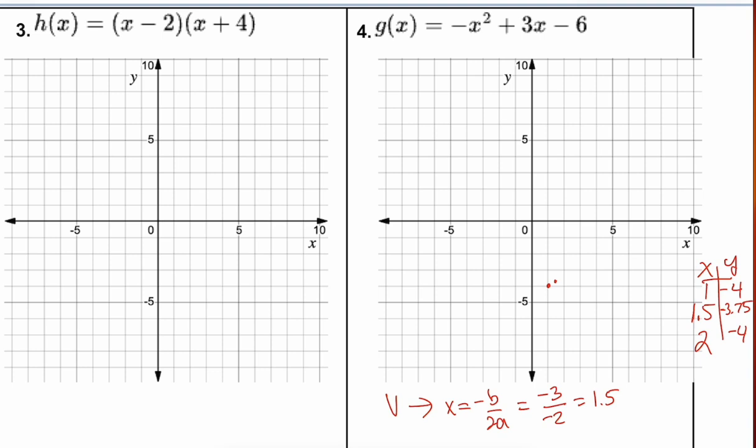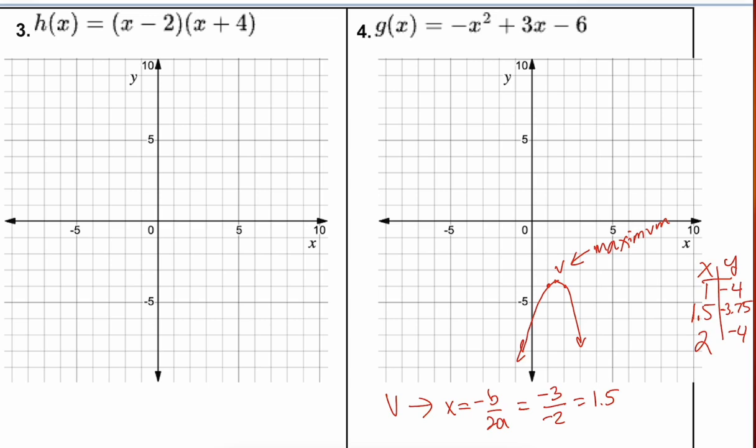And then at 2, I'm at -4. So my parabola looks something like this. Okay, it is pointing downward like I expected. Its vertex, this point right here, is the highest point of the graph, so that is our maximum value. Our vertex, when our a value is negative, is always a maximum value for the entire function.